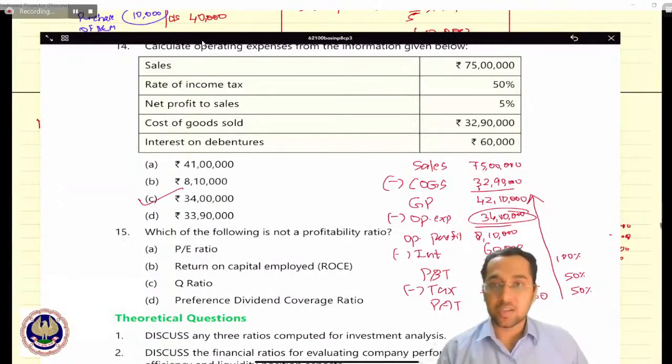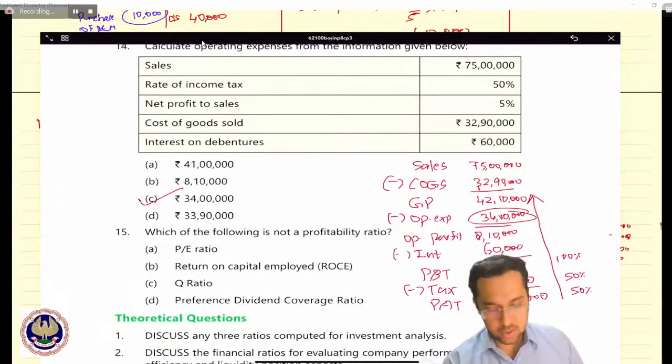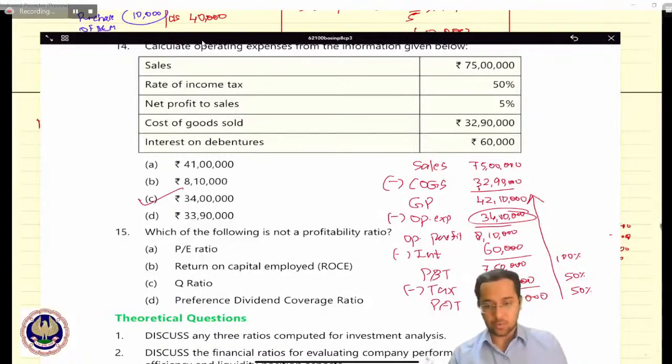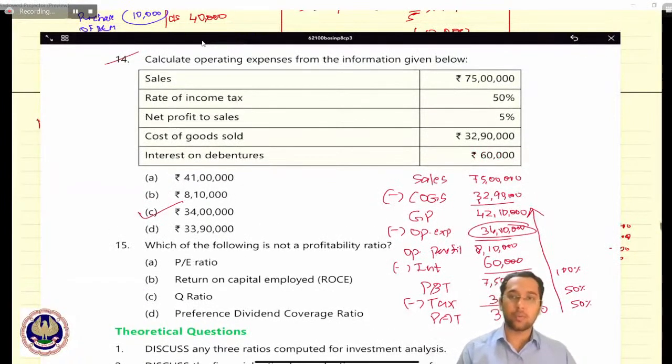What type of questions can come in exams from this chapter? You can have calculation of ratios, analysis of the ratios, and they can ask you to prepare a balance sheet and P&L. So I think question number 14 is clear to everyone. That was a request from your end.